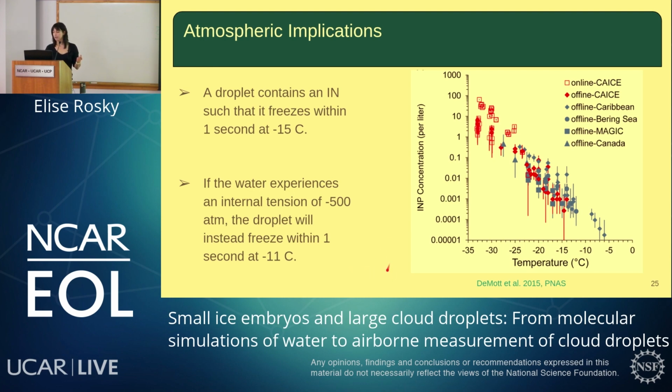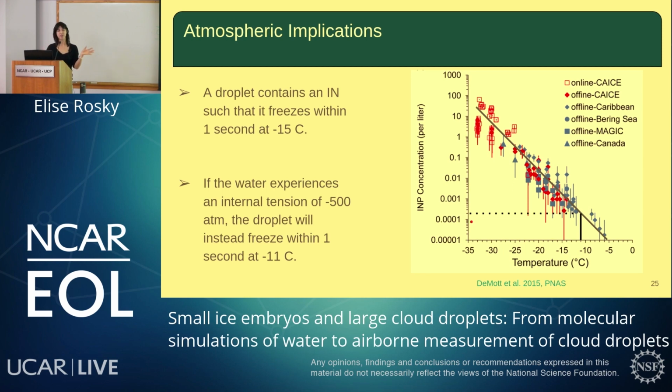So for looking at IN in the atmosphere, we often look at these types of figures where temperature is on the x-axis and the concentration of active IN is on the y-axis. Here I've drawn a rough line through the data points. If we look at minus 11C, there would be a very low concentration of IN active.